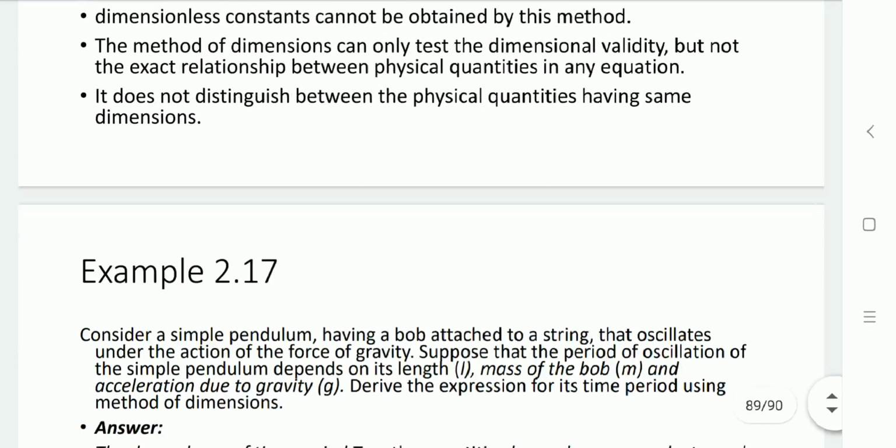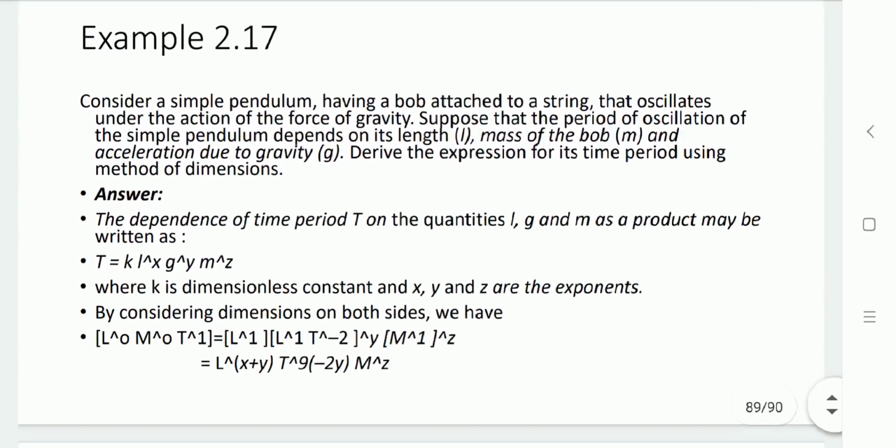For example, consider a simple pendulum having a bob attached to a string that oscillates under the action of force of gravity. Suppose that the period of oscillations of the simple pendulum depends on its length, mass of the bob, and acceleration due to gravity. So derive the expression for its time period using the method of dimensions.